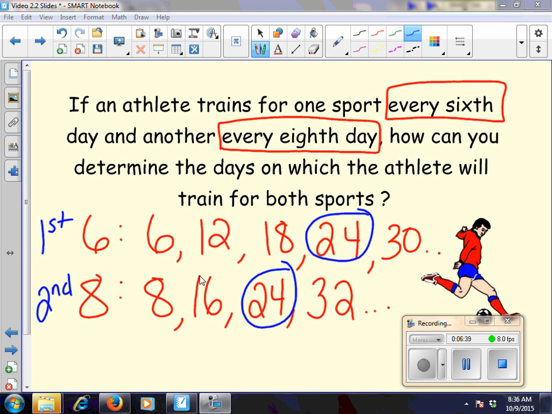So I guess I'd have to schedule one sport in the morning and one sport in the afternoon, because I don't think you can train for it at the same time. But as you can see, we used our knowledge of common multiples to find out when these situations would be in common, when they would be training on the same day.